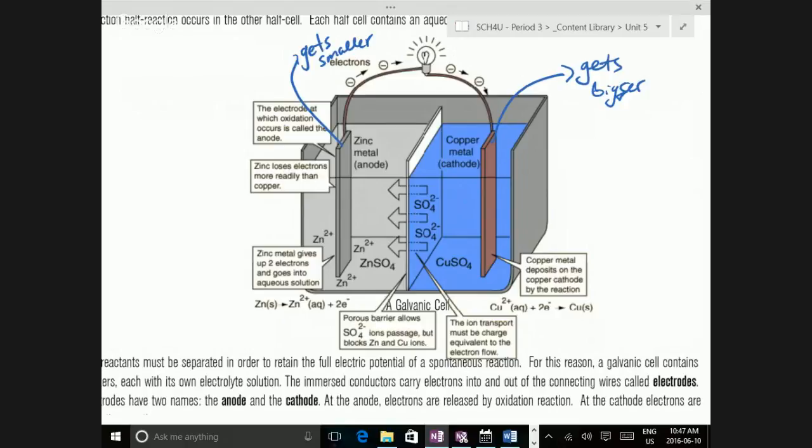So it controls the flow of electrons because electrons can't flow through this wall. The only way they can get around to make the reaction happen is through this wire that we set up. And then if we want the reaction to stop happening, what do we do? Yeah, we disconnect the wires and the reaction stops. And it's left in stasis.